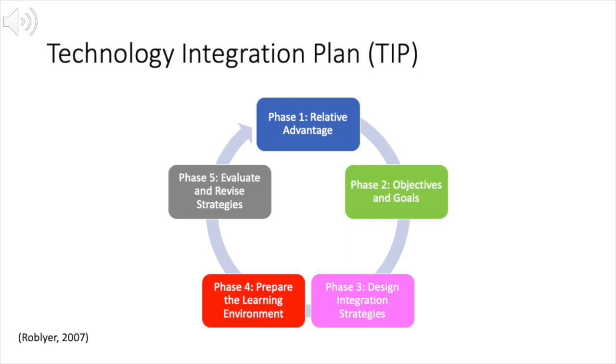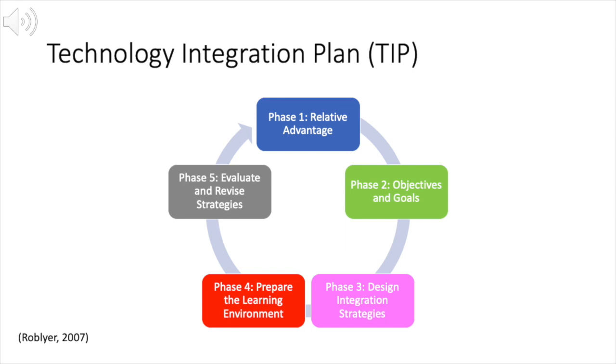Roblyer states the TIP model, or the Technology Integration Plan, is aimed at assisting teachers with selecting the best resources and strategies when implementing digital technology into the classroom to suit specific classroom needs. It is a 5-phased plan designed to help teachers plan for, implement, and assess their use of technology in instruction.